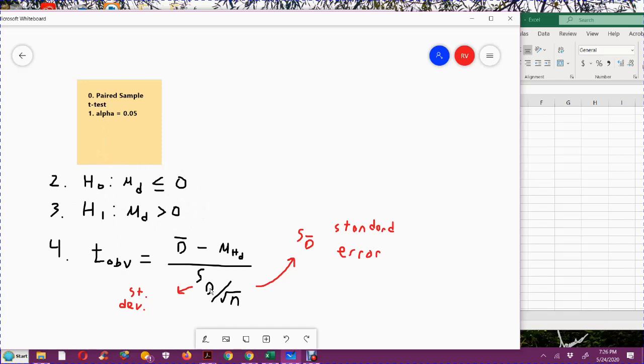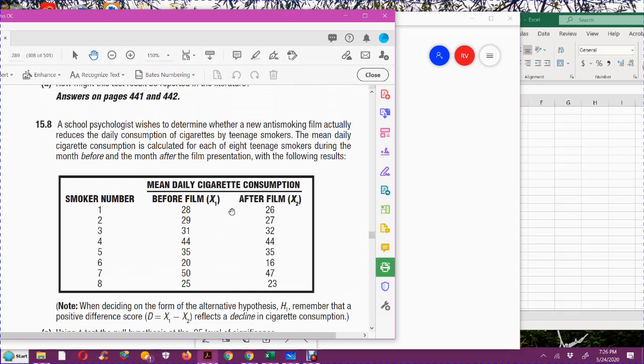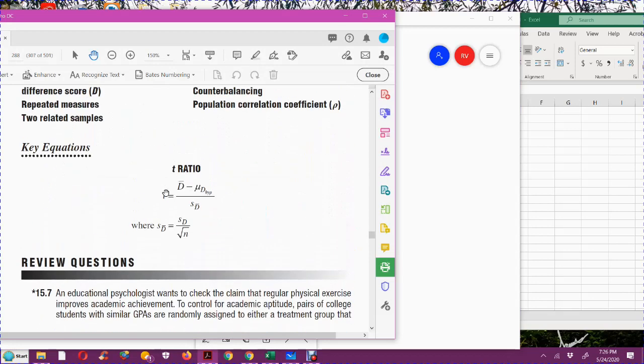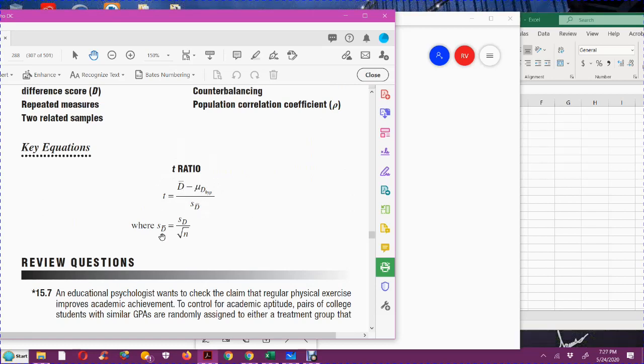Now we're going to use this t observed value formula. You can get this right from the book. If you just scroll up above your problem, you get the formulas for the t observed value right here. It's the mean difference minus the hypothesized difference, which is going to be 0, divided by the standard error of the difference, where the standard error of the difference is the standard deviation of the difference divided by square root of n. This is very much like our one sample t-test.